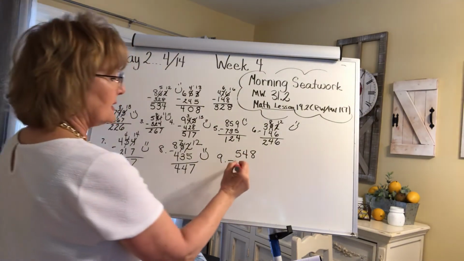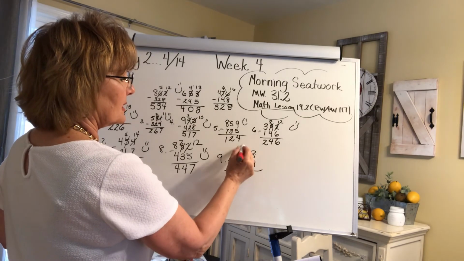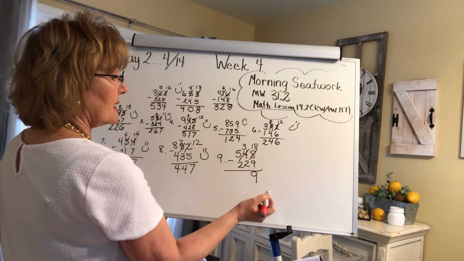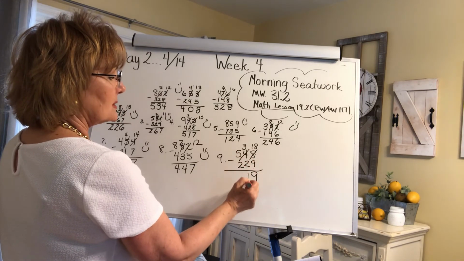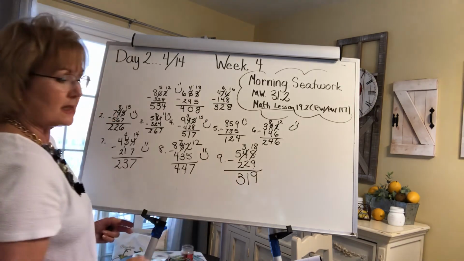minus 229. Okay, more on the floor. Go next door, get 10 more. 9 plus 9 makes 18. Yay, I love those. 3 take away 2 is 1. 5 take away 2 is 3.